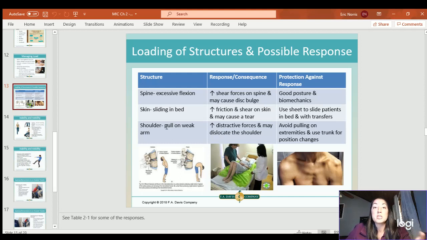And also we use the trunk for position changes. We don't get up under the arm and change positions there. We don't grab the patient's hand and jerk them up. We use the trunk to help them change positions.